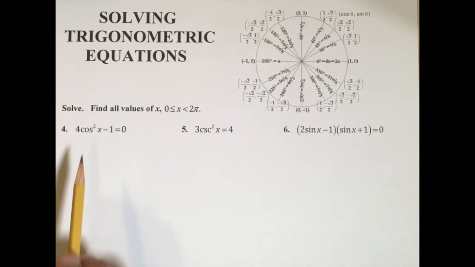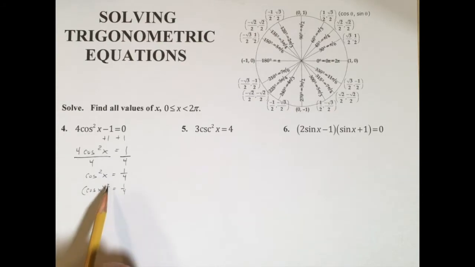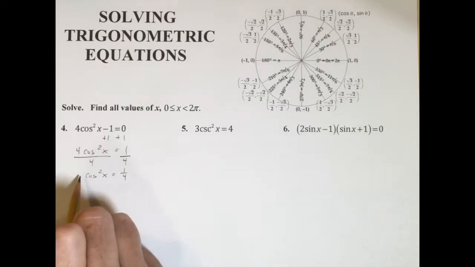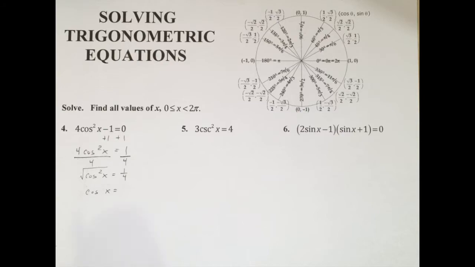In example 4, I'm going to isolate the cosine x. Let me begin by adding 1 on both sides. And I can then divide by 4 on both sides. Recall that cosine squared x really means cosine of x squared. I can undo the squared by square rooting both sides. When I square root this side, it's going to be simply cosine x. And when I square root this side, let us not forget that it's plus and minus. The square root of 1/4 is 1/2.